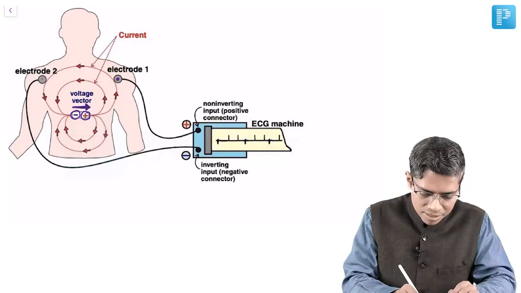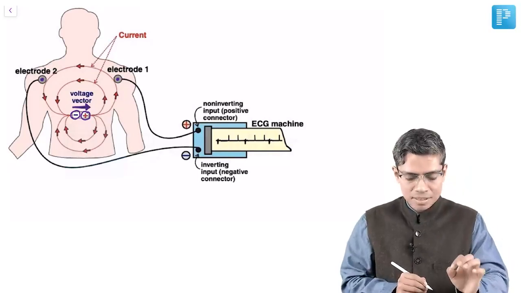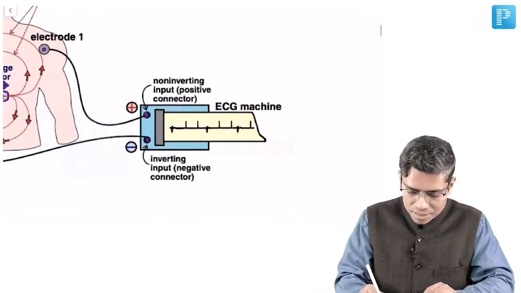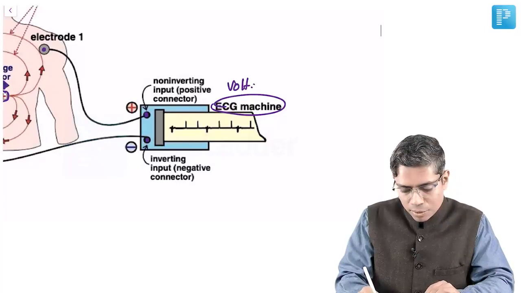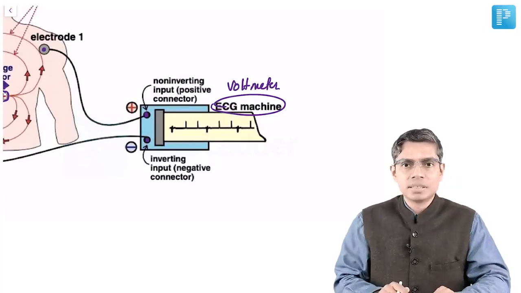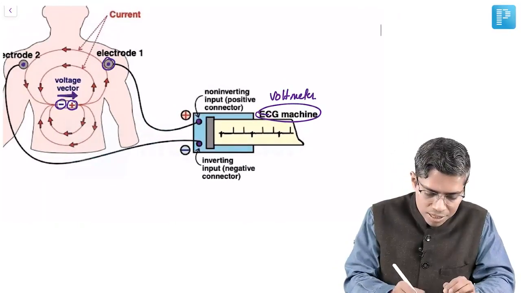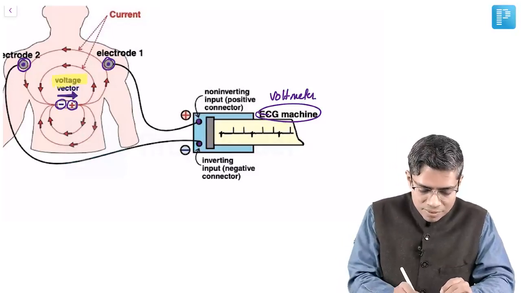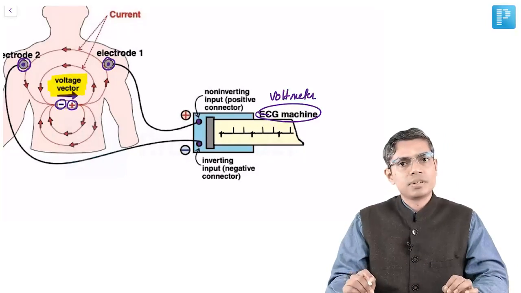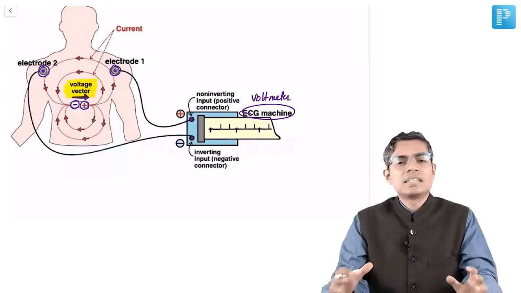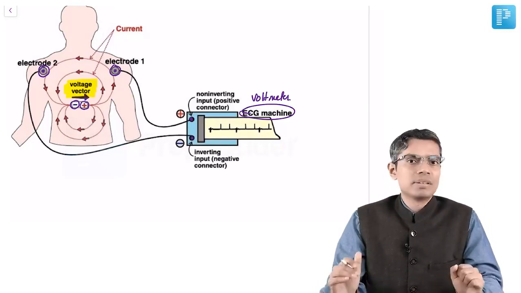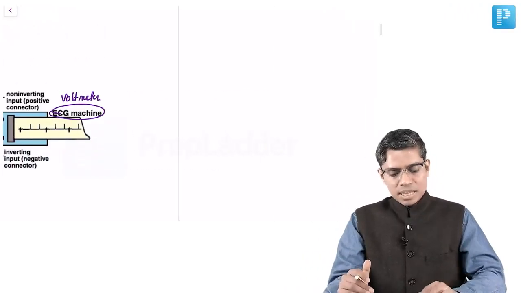For the recording we have placed these two electrodes, and these electrodes are connected to this voltmeter. So this ECG machine is nothing but a voltmeter, and this voltmeter is recording the potential difference between these, and this potential difference is nothing but voltage, and voltage is a vectorial quantity, right? So you have to understand that ECG is nothing but recording of the voltage vector, particularly the instantaneous mean vector. So suppose the atrial depolarization is going on, right?